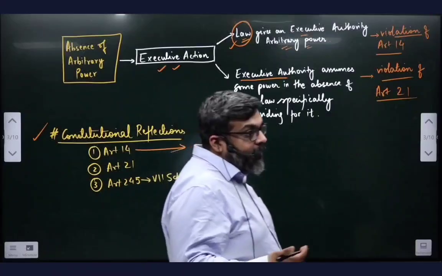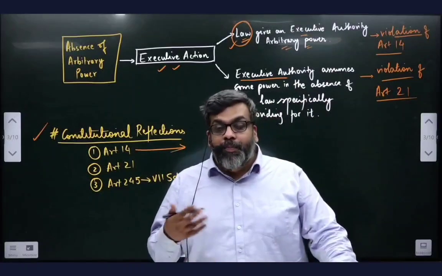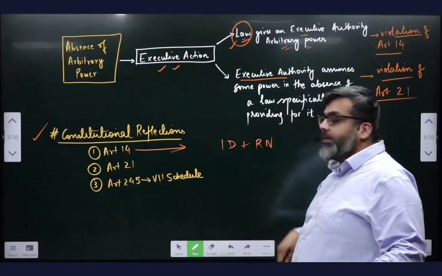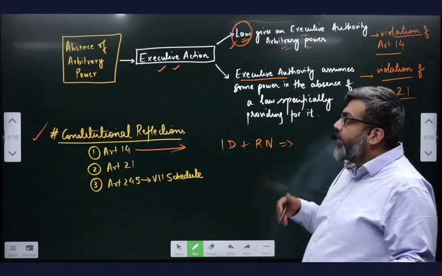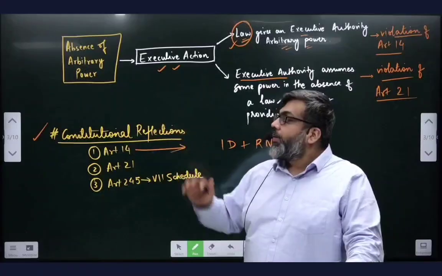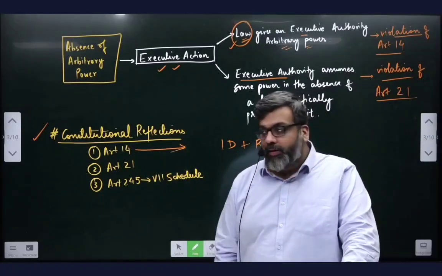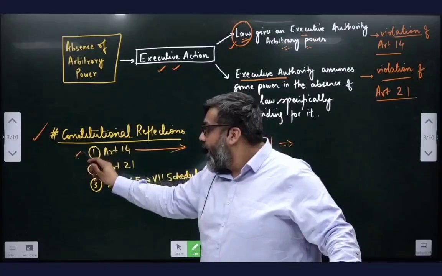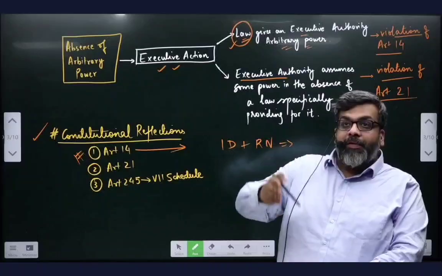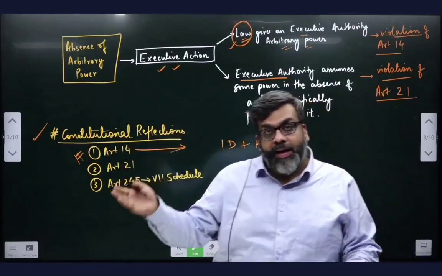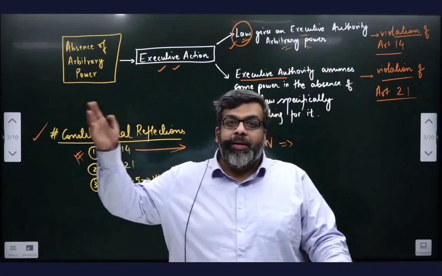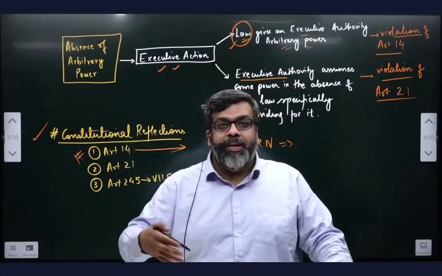And that is why one of the aspects of proving arbitrariness is intelligible differentia and rational nexus, which leads to a larger doctrine called the doctrine of reasonable classification, which of course we will do in more detail under equality before law, because that's closer to Article 14. But arbitrariness and Article 14 have a very deep relationship. Because if a law is treating people unfairly and there is no good enough reason for the law to treat people differently, that means the law is being arbitrary.